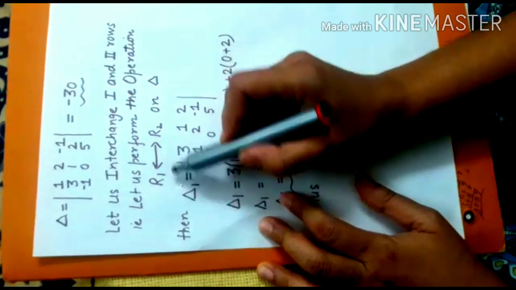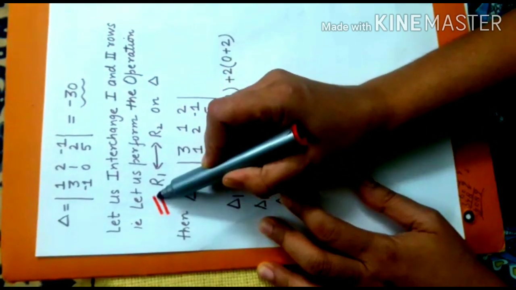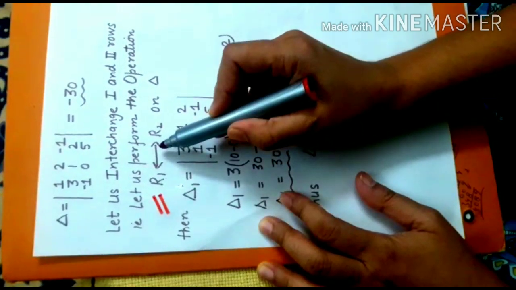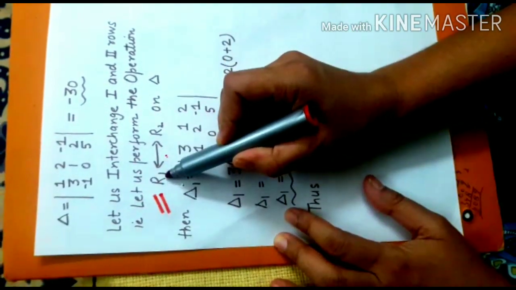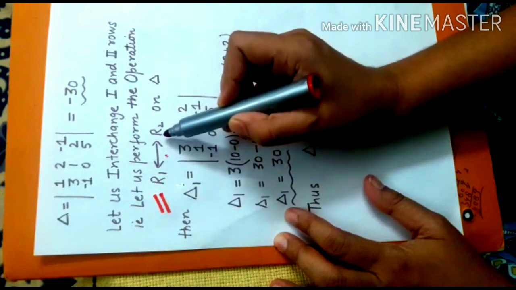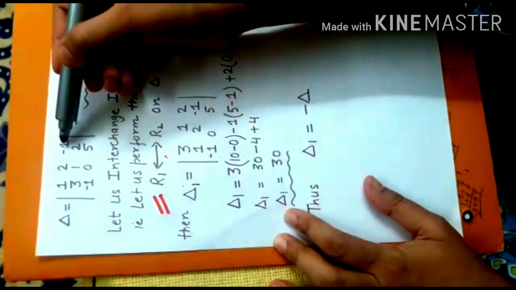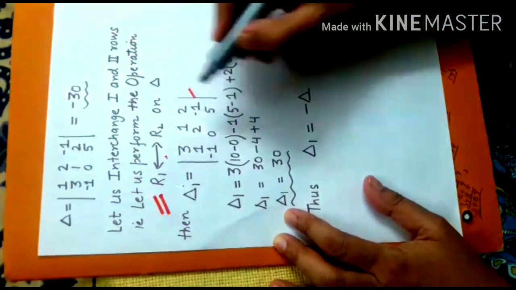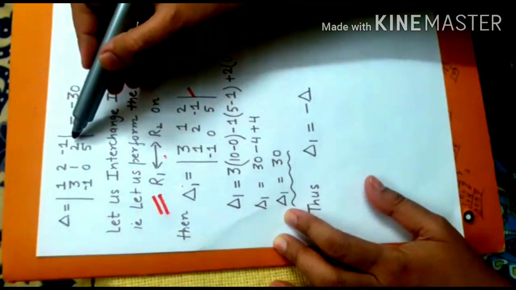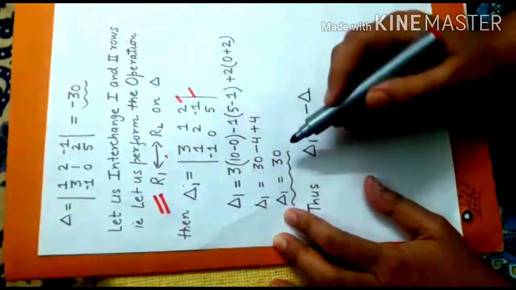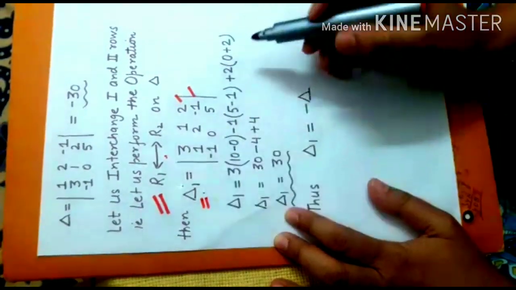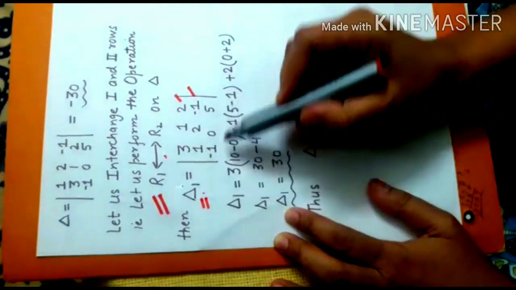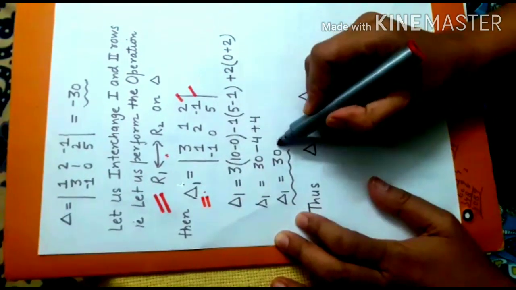I will denote this operation by this, as we did in matrices. So this symbol means R1 and R2 are interchanged. So the first row will become the second row and the second row will become the first row. And the new determinant is denoted by delta 1. On expansion, the value of delta 1 is 30.